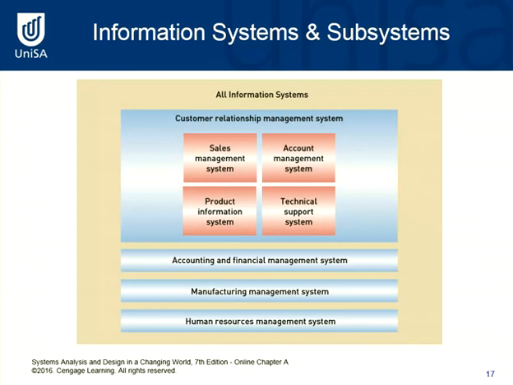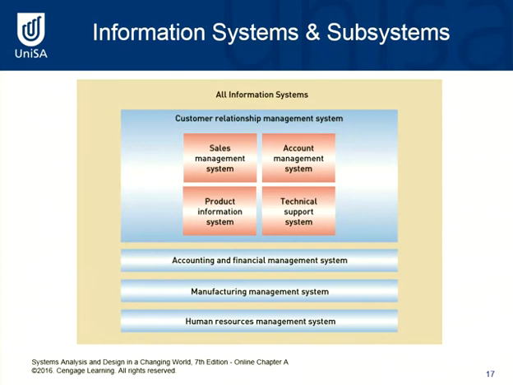Here are some examples of what I've talked about. Here we have all information systems. One organisation does not have just one information system; we generally have multiple information systems within one organisation. So we have a customer relationship management system which has different components within it, and again, these are all systems in themselves. There's an accounting and finance system, a manufacturing system, and a human resources system. In this particular example, they all form the information systems of this scenario.